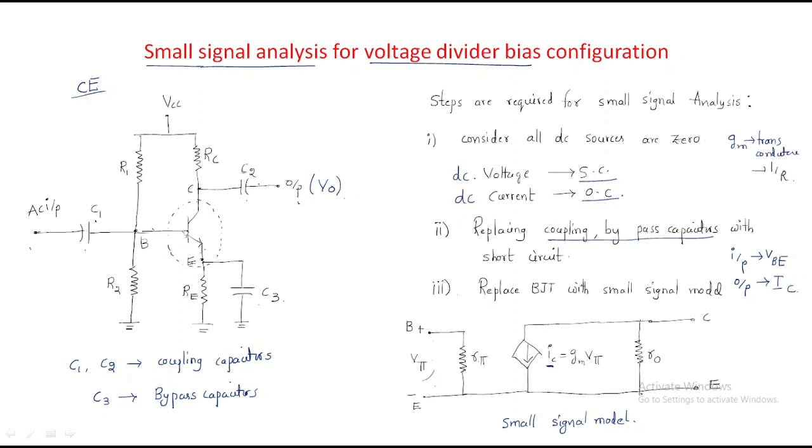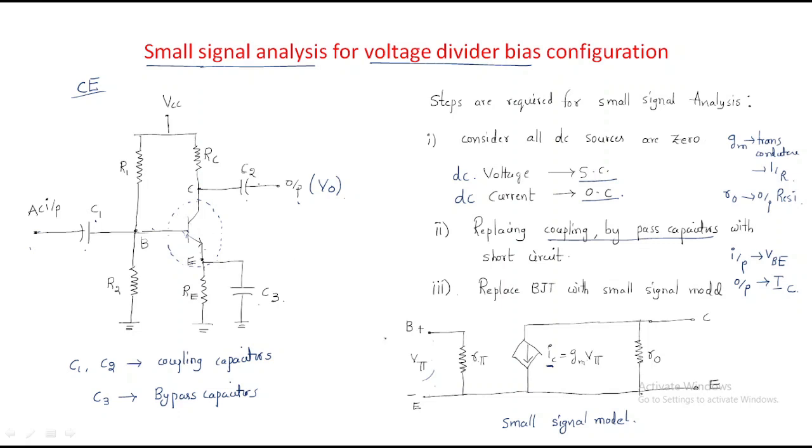Vπ depends on the input voltage. You know that the collector current depends on the input voltage only. That's why gm times Vπ. Right. This is ro. What is ro here? ro is the output resistance.